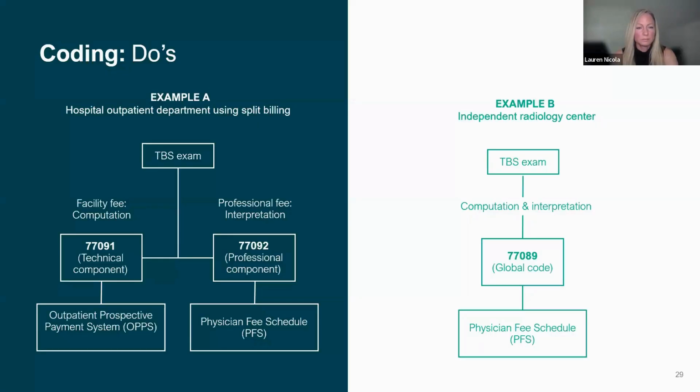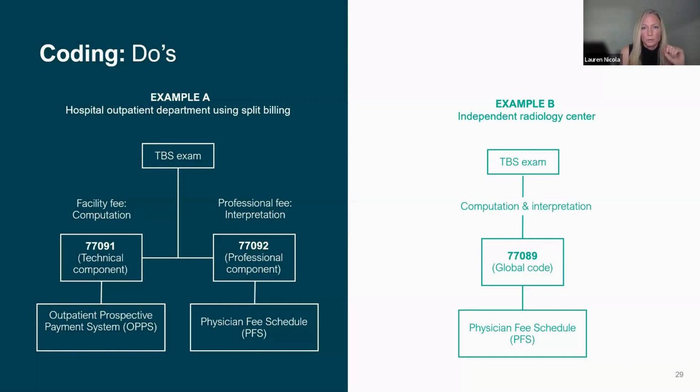Next slide, please. Okay, so here's an example. On the left, you see example A. The hospital outpatient department is using split billing. So the hospital is billing the technical component and the physician is billing their interpretation separately. So in that case, the facility is going to bill in the HOPS. They're going to bill the 91, the technical component, into the outpatient prospective payment system using that form or the electronic version of it. Separately, the physician who read the exam is going to bill the 77092 to account for the professional component and the interpretation in the physician fee schedule. Those will be billed separately. There's no modifier, no use of the 26 modifier like in DEXA.